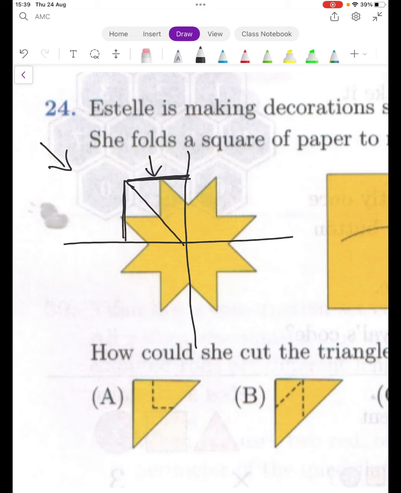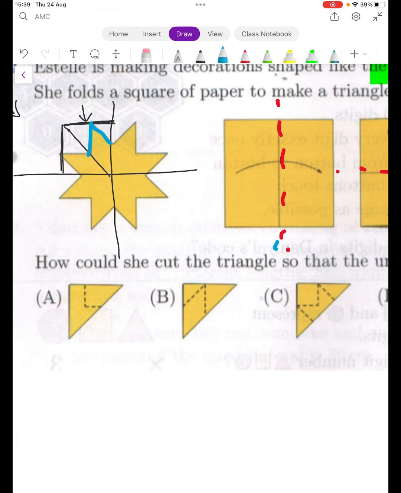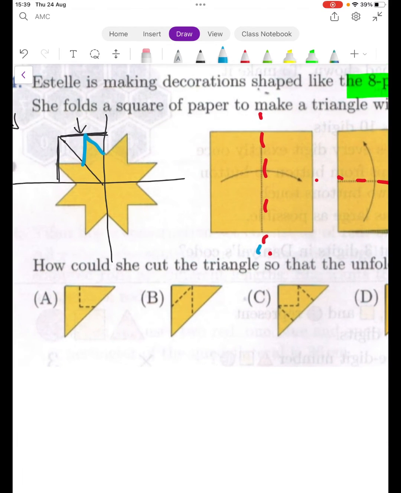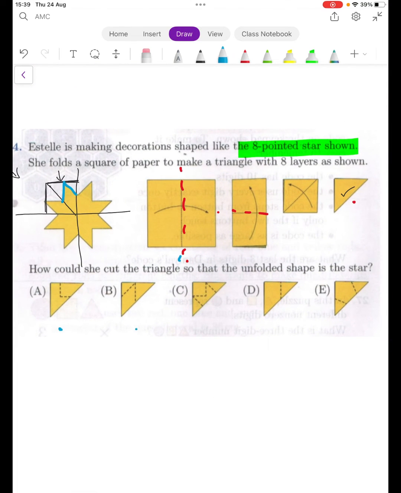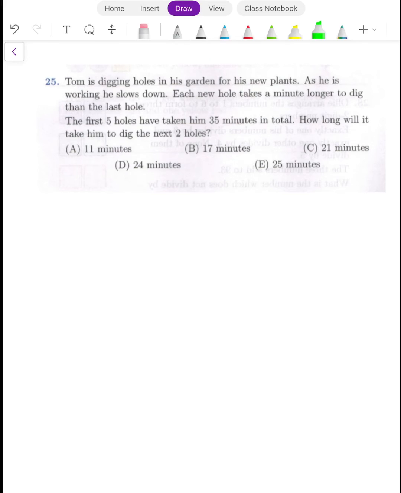So let's look at this triangle. Let's see, we can already see that the cuts she has made, just focusing on this, is here and here. And now we can easily see that this is when opened up will give all the 8 pointers. Now we can see from the options here, A, B, C, D, E, this cut looks similar to the cut in B. So B is the right option. Now you can grab a piece of paper and actually try to work it out by yourself. You will get the same answer.